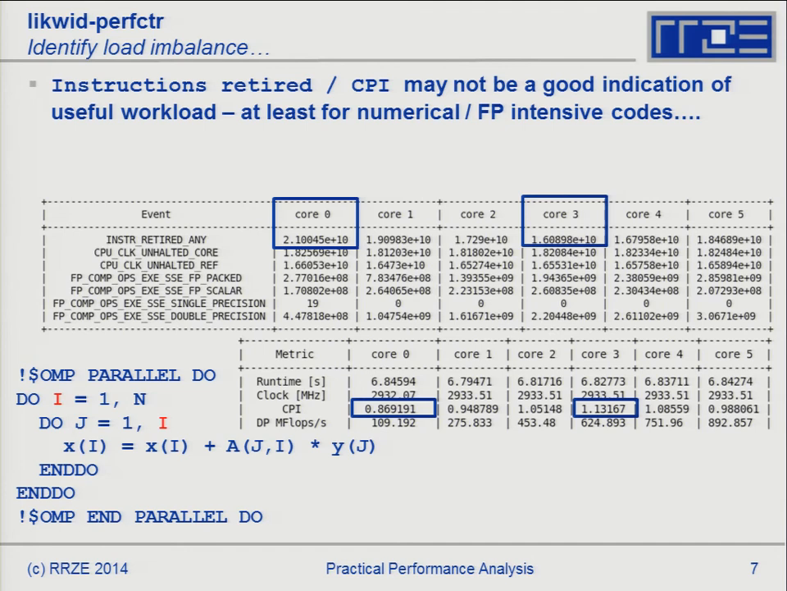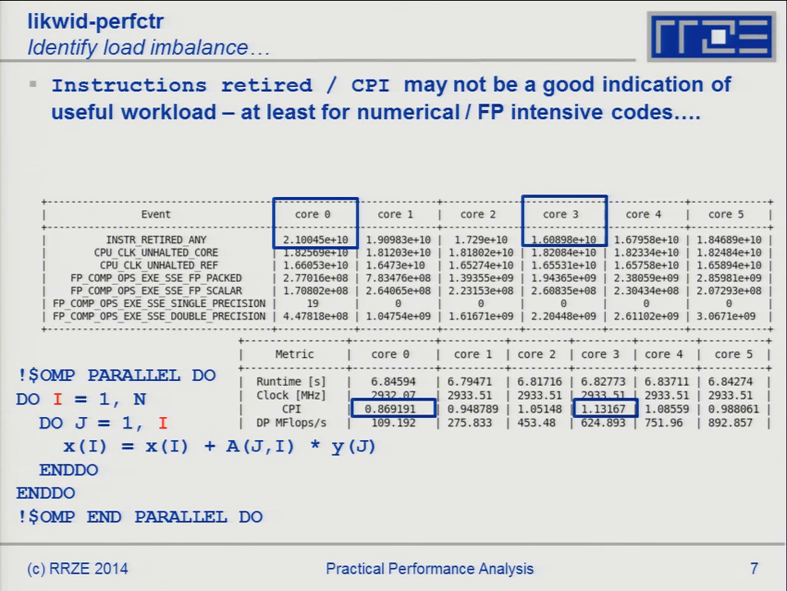If I use instructions as a work metric, that's a surprise. Here we see core 0 executes 21 billion instructions, core 1 executes less, core 2 even less. Then we have a minimum at core 3, which executes 16 billion instructions, and then core 4 and core 5 go up again. So we have a lot of work in core 0, less in the middle, and then more at the end. Really strange behavior.